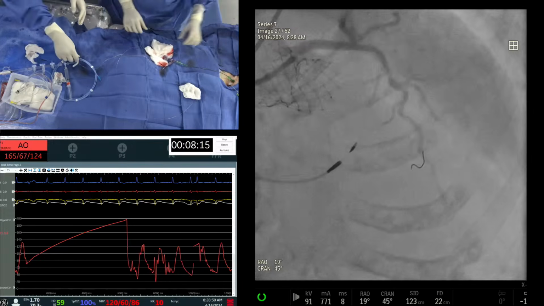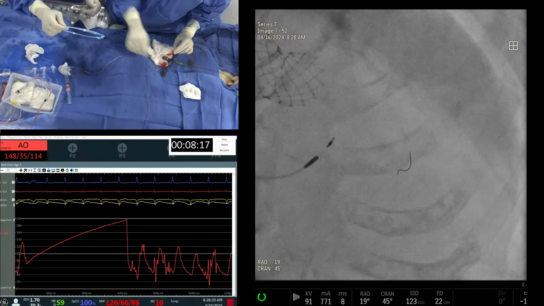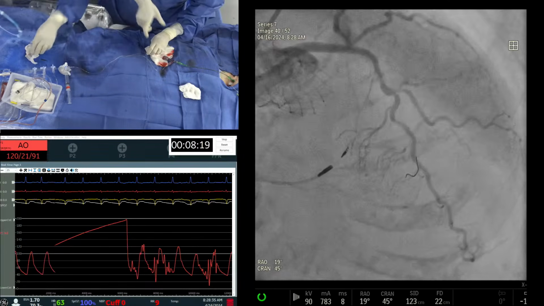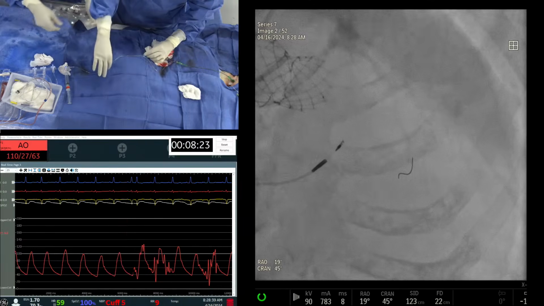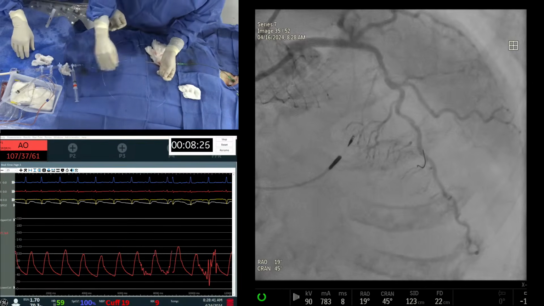Okay, let's put a wire. There is some background noise. What is the noise coming from? Let's look into the microphone. We'll look into it. Okay.